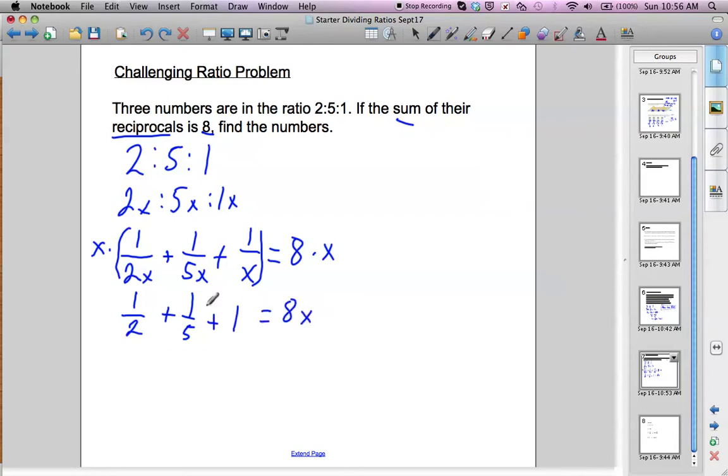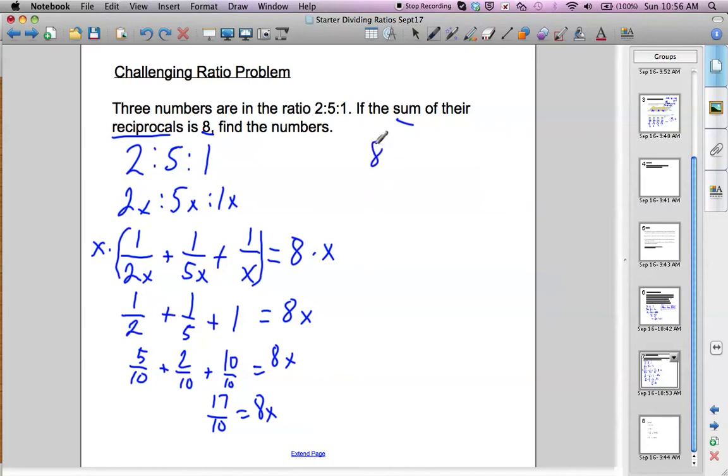We just have to add these numbers together. If we get the common denominator here, it would be 10. So we have 5/10 plus 2/10 plus 10/10 equals 8x. Add these numbers together, we get 17, so 17/10 equals 8x. Now we want to divide both sides of the equation by 8.